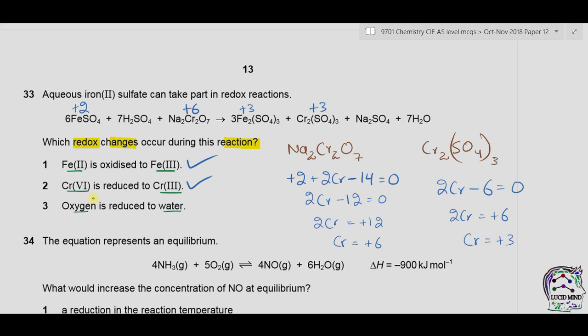Last one is oxygen. Oxygen is reduced to water. The oxidation state of oxygen in all these three is -2 for single oxygen. And in water the oxidation state is still -2. So 3 is incorrect. As option 1 and 2 are correct, the answer is therefore B.